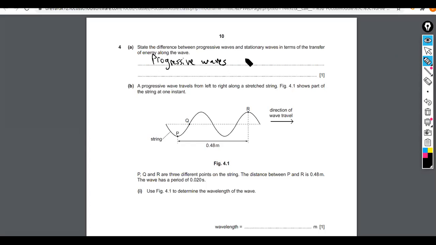Progressive waves transfer energy. Stationary waves do not. Maybe a comma there. Not an English teacher, but I think that's right. So maybe a coordinating conjunction here? Yet might be an appropriate coordinating conjunction. Progressive waves transfer energy, yet stationary waves do not. Or do you like progressive waves transfer energy and stationary waves do not?